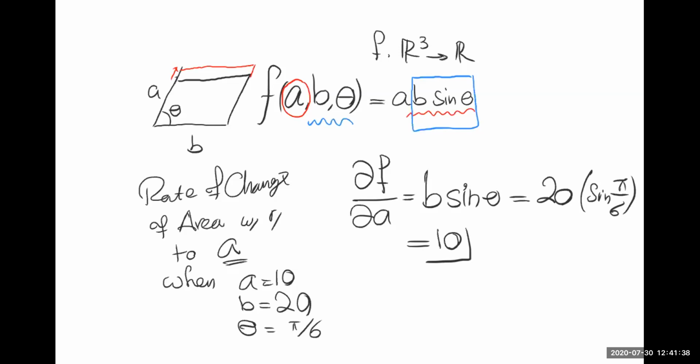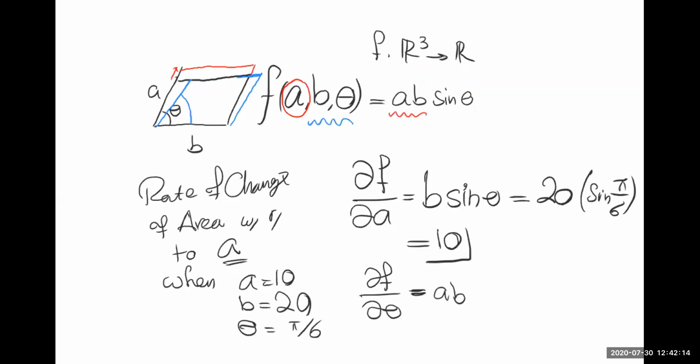So one person might ask, what is the rate of change of F with respect to theta? What does that mean? It means if I change theta a little bit, if I increase or decrease theta a little bit, how the area is going to change. In order to understand that, we should take derivative with respect to theta. Well, if our variable now is theta, then A and B will be constant. So we have just AB there. And we should take derivative with respect to theta.